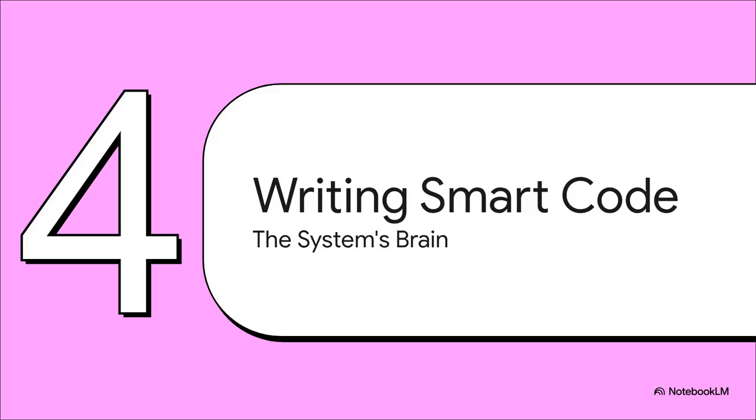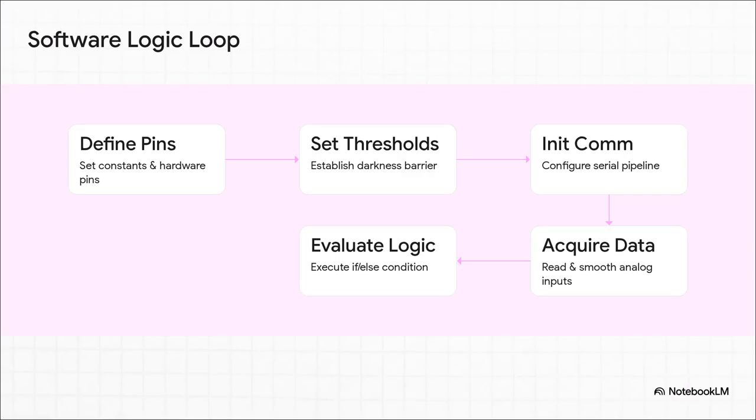All right, next up is Section 4, writing the smart code. Our hardware is all wired up, but without software, it's really just a bunch of idle copper and silicon, right? We need to give it a brain. Let's move to the software and see how this builds a complete logic loop inside our C++ Arduino program. We're essentially following a simple recipe here.